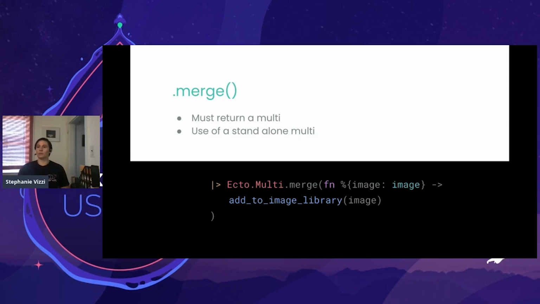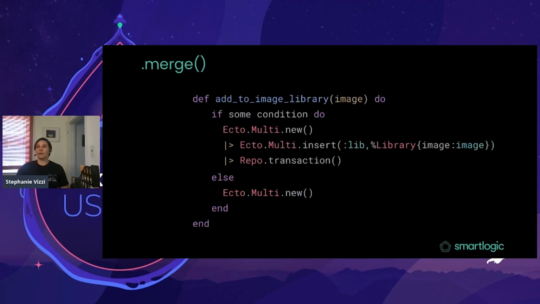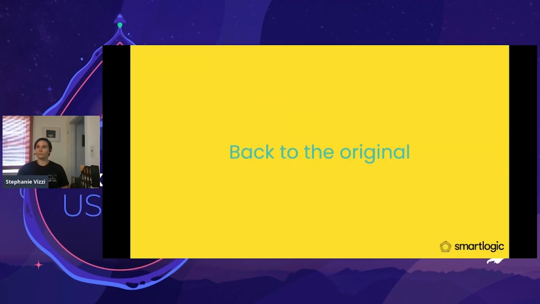So here, I've got an example where I'm just adding something to an image library. You can see with that function, I only have the changes here. And if I wanted to do something with the condition, just a cool note is that I can meet some condition and put a new multi in there, or use a module function that is a multi. If it doesn't meet the condition, I can just return Ecto Multi new, and then it goes along its merry way.